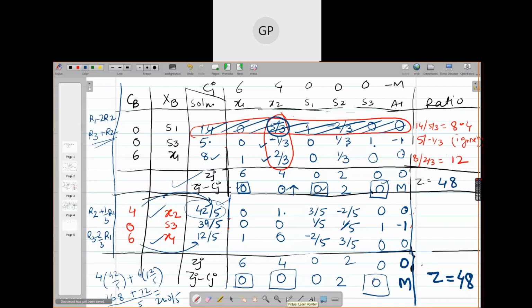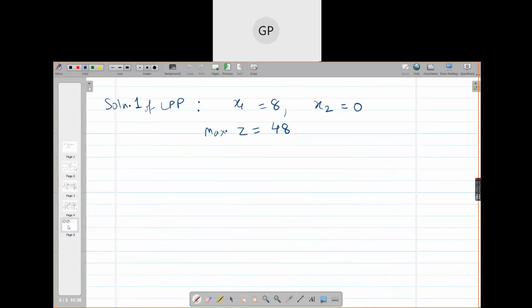Otherwise, you can just say that problem has an alternate solution. But what is that alternate solution? We know that alternate solution means that the decision variables or other variables involved there, their values will be different, but the z value will be same. That is the meaning of alternate solution. Okay. So we have got second solution.